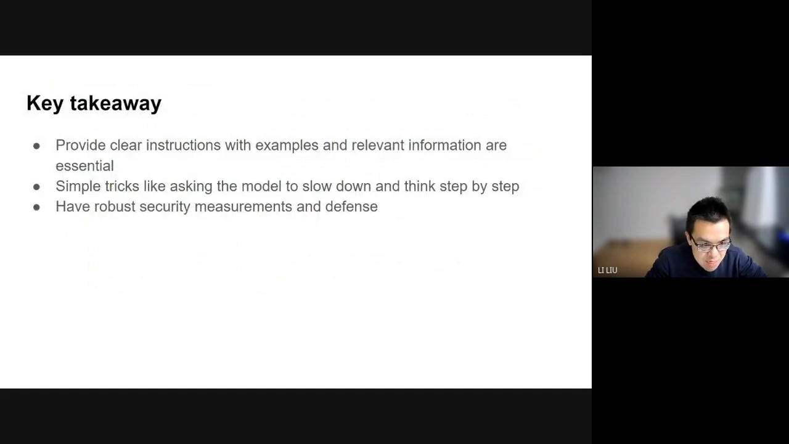So I think here are the three key takeaways from this chapter. The first is that prompt engineering is really about providing clear instructions, with examples and relevant information that are essential. No matter what best practices or tools you are using, remember the two most important things: clear instructions and relevant information, because that's what matters. Sometimes simple tricks you learn online are worth trying out. For example, ask the model to slow down and think step by step using chain of thought techniques, because for certain tasks requiring reasoning, this could be effective.